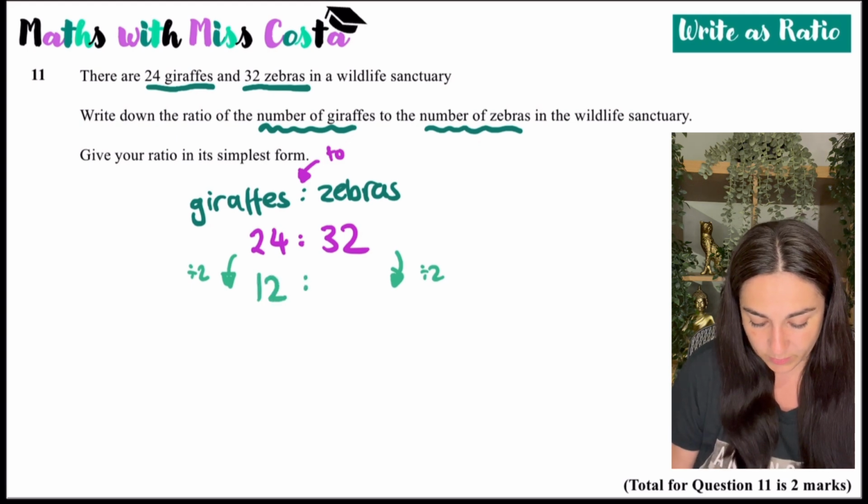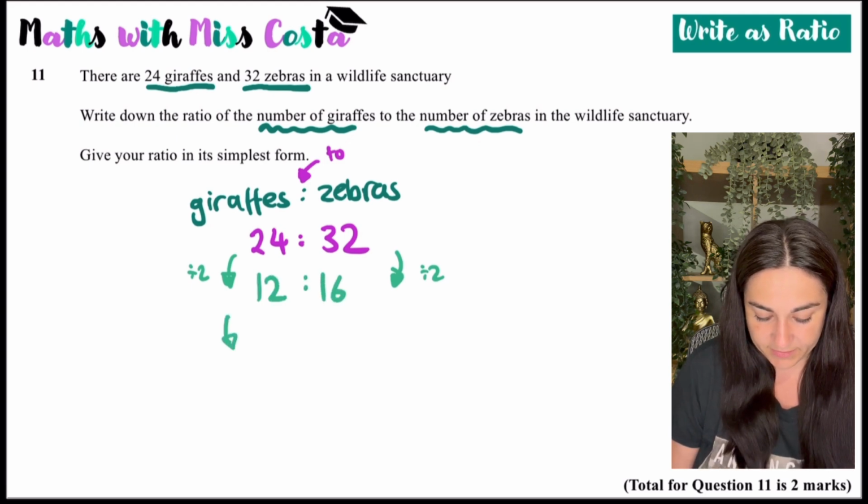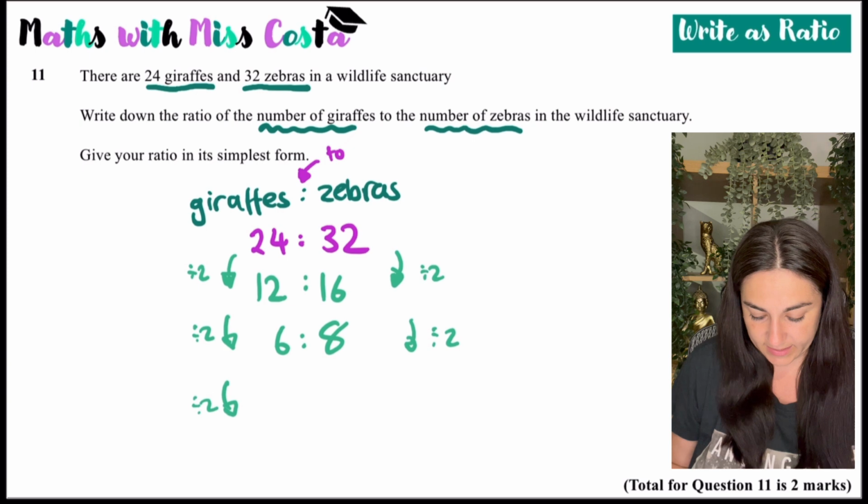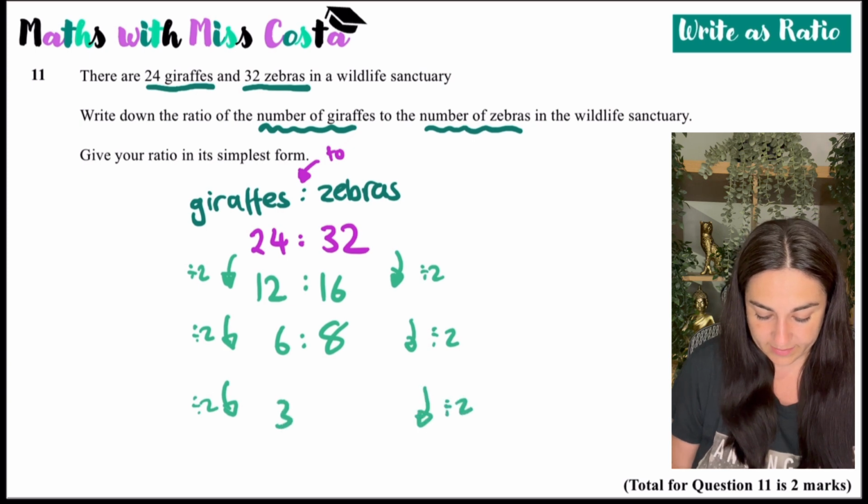So that would become 12 to 16. Then I can divide by 2 again. So that would become 6 to 8. And then I can divide by 2 again. So that would become 3 to 4.